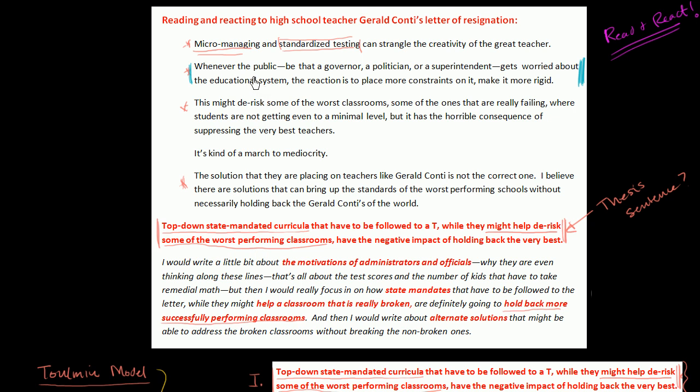But then I would finish that paragraph with, however, whenever the public, be it the governor, gets worried about education, the reaction is to place more constraints on it, make it more rigid. Now, give some evidence for that. Well, the evidence is more testing, more dictating of what the teacher does. It's almost assumed going into this. I mean, Conti is already describing this.